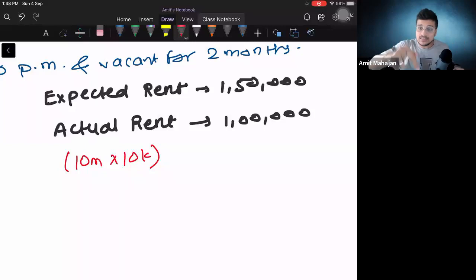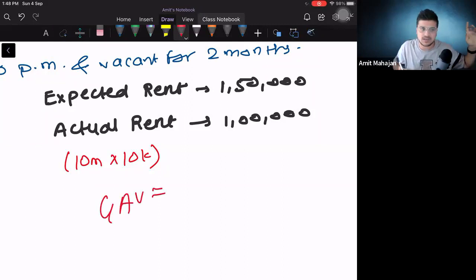And that's why in such situations, we will not consider this. We will consider GAV is equal to the normal formula, expected rent or actual rent, whichever is higher. It is going to be 1.5. If it is due to vacancy, then only consider GAV is equal to actual rent. Otherwise do not consider, otherwise use the normal formula.